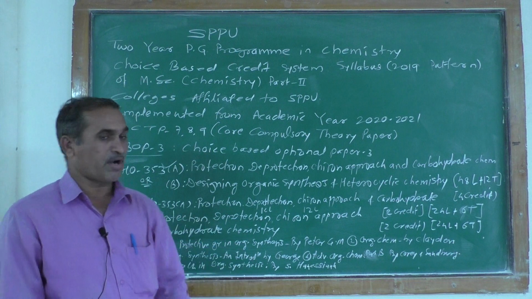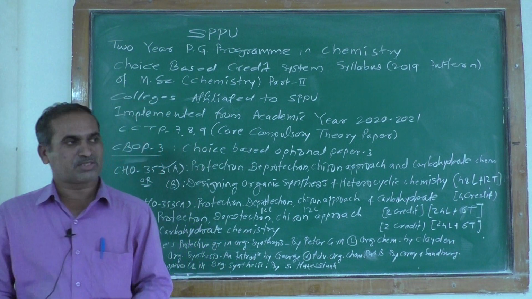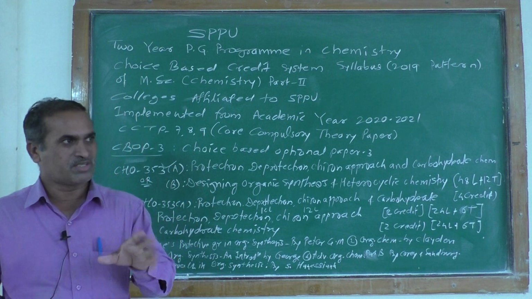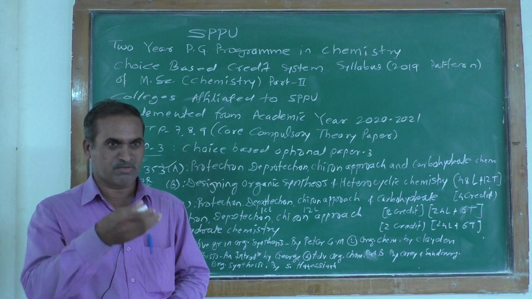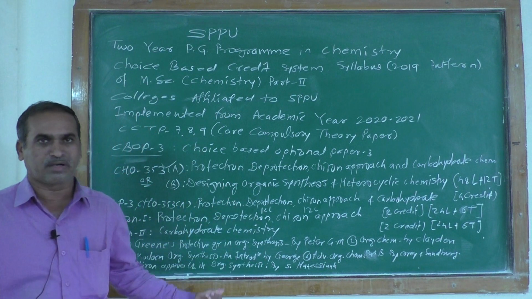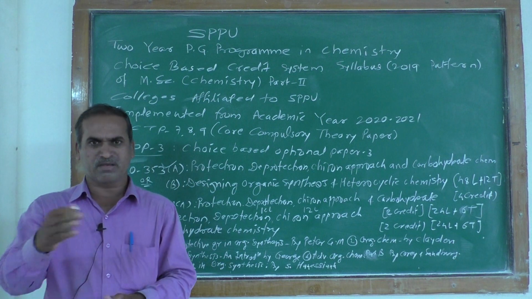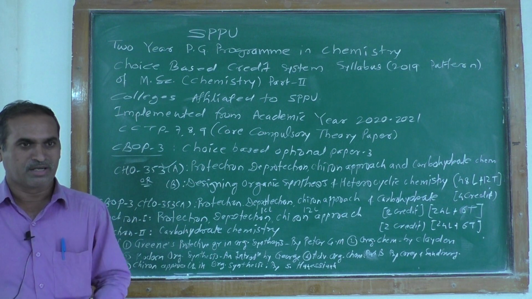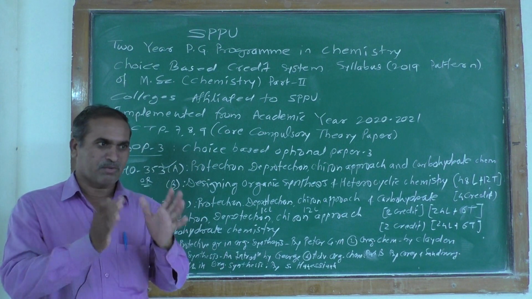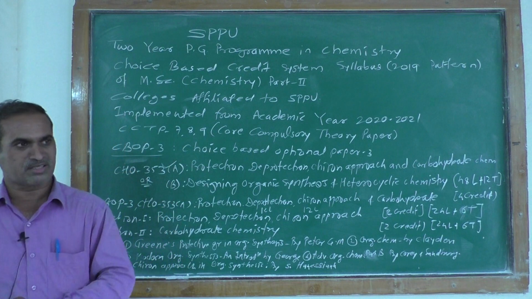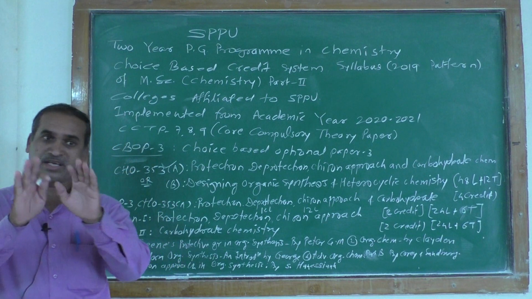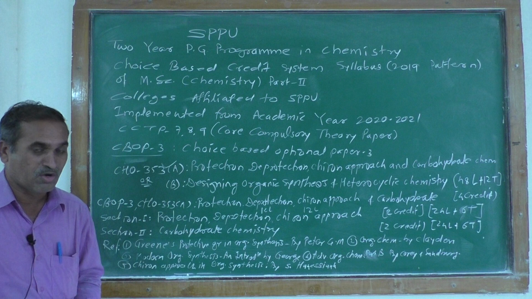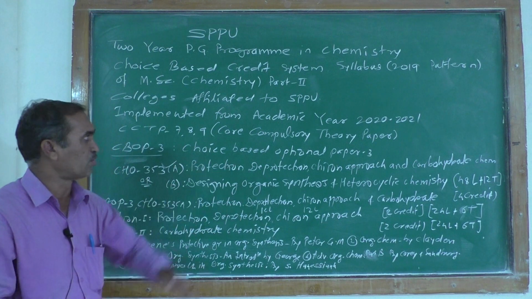Next one is carbohydrate chemistry. Carbohydrate chemistry is also nicely given in Organic Chemistry, written by Morrison and Boyd. That is one of the best reference books you have to refer to for carbohydrates. And another one for carbohydrates, the second one, is I. L. Finar, volume 2. In that book also carbohydrate chemistry, the introduction, synthesis, nomenclature, everything is nicely given. So you have to refer to these reference books while studying this course.